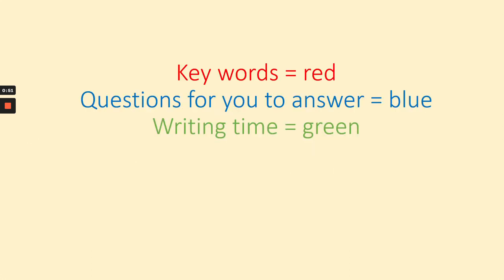Fantastic! So today, you're looking out for 3 different colours. Red words are key important words for you to look out for. Words in blue, that's a question for you to answer. And when you see green words, it's time for you to get writing. So look out for those 3 colours as we complete this lesson.